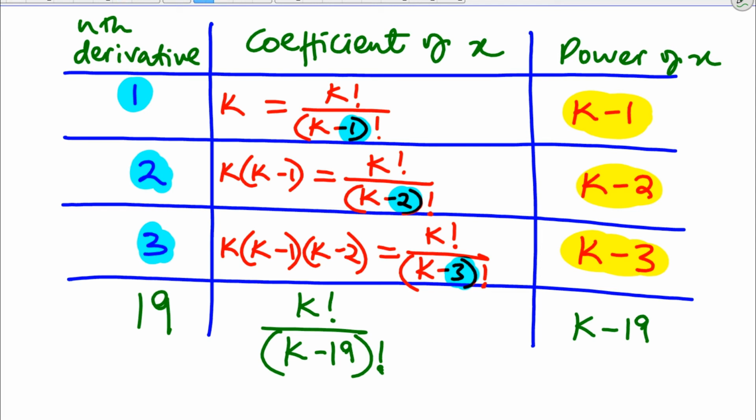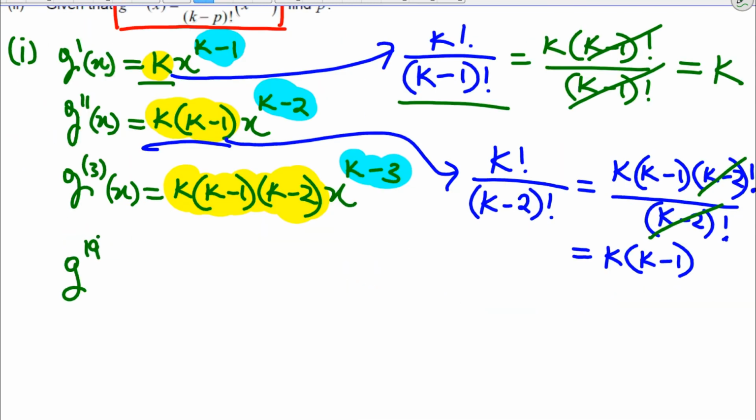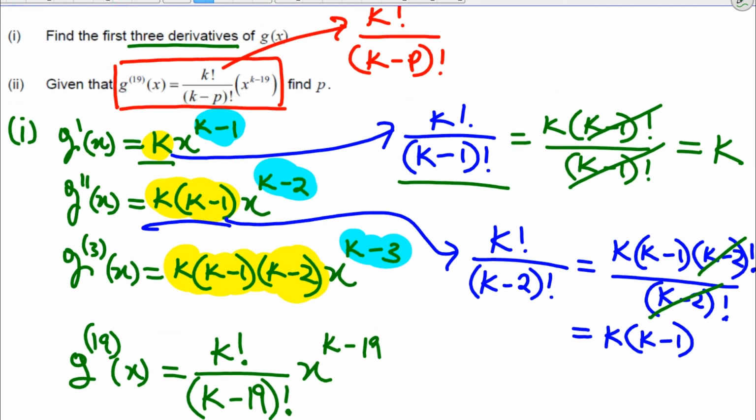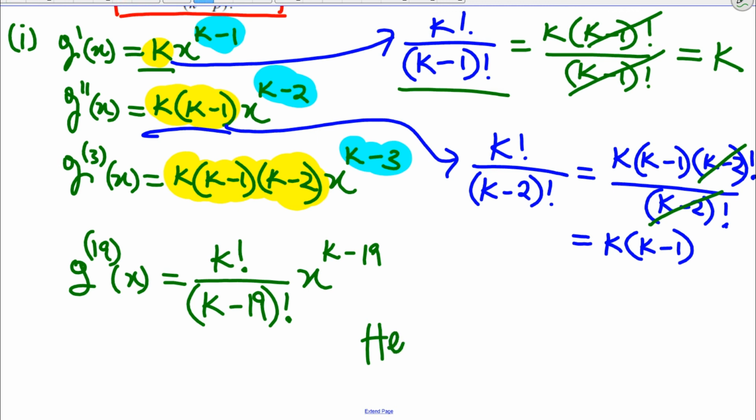So back to our question. The 19th derivative will be equal to k factorial over k minus 19 factorial multiplied by x to power k minus 19. Because the question is asking us to find the value of p, which means that p will be equal to 19. Because that's p here, and we can see that p is equal to 19.